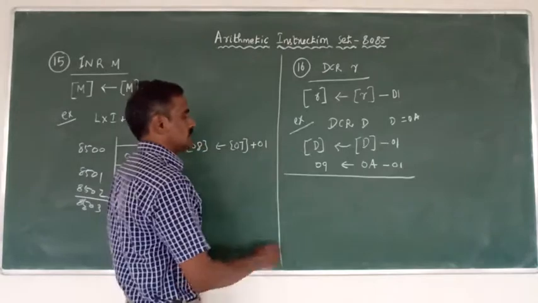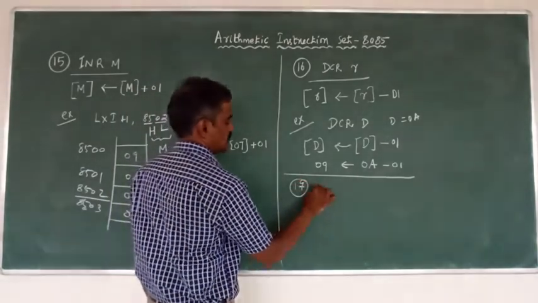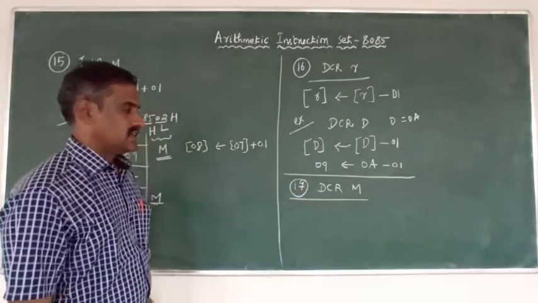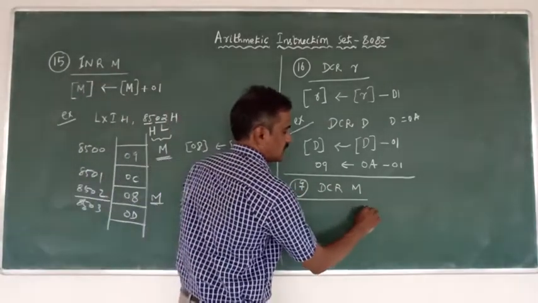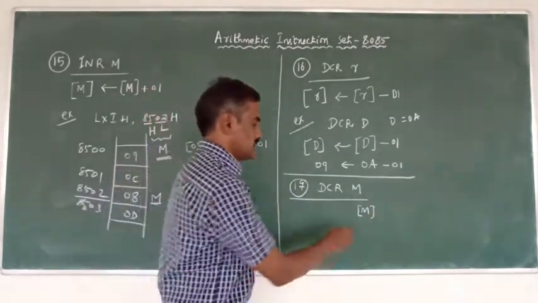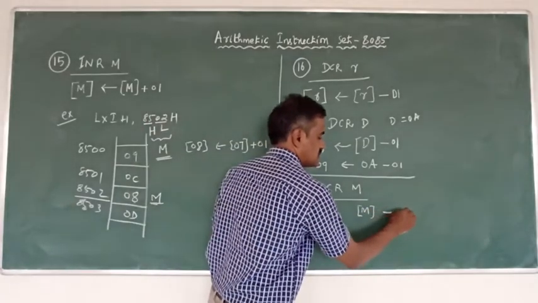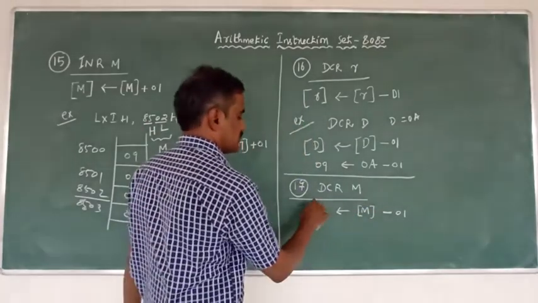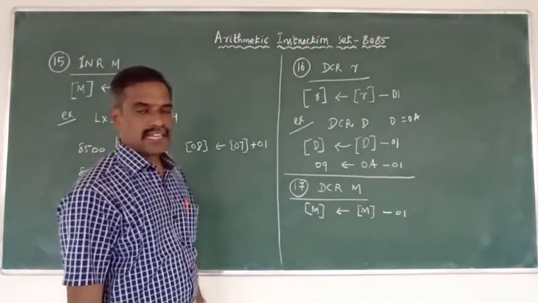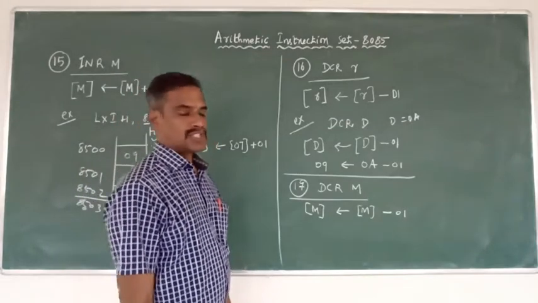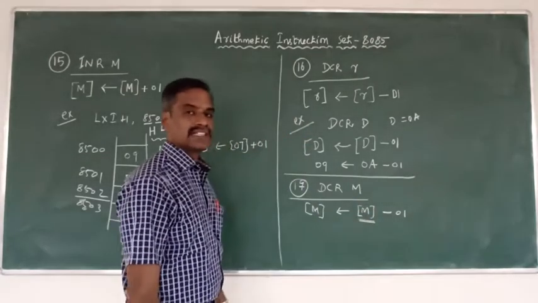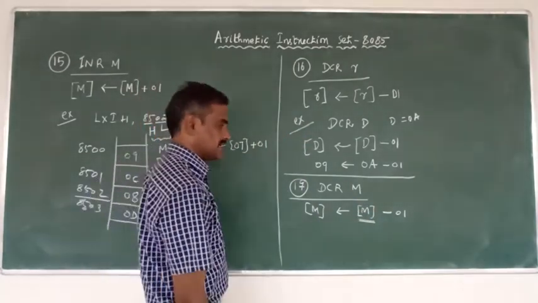Next one, 17: DCR M. DCR M means to decrement the memory address location data once: memory address location data minus 01, and the result is stored in the same memory address location. First, we have to initialize the memory address.